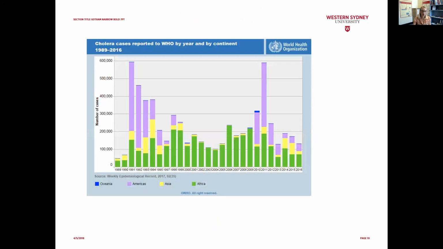Okay? This is a cholera outbreak between 1989 and 2016, and you can see the spikes that are continuing to happen. And again, this might be more common in developing countries, but it's something for us to be aware of across the globe.